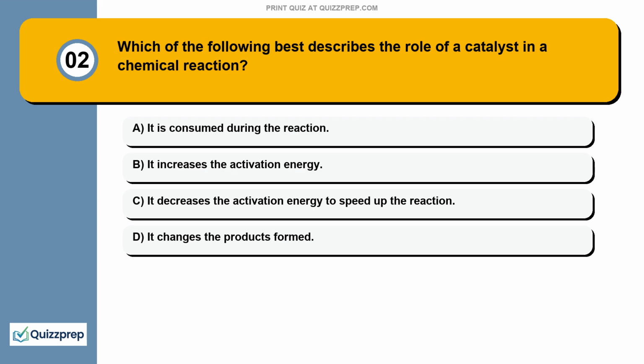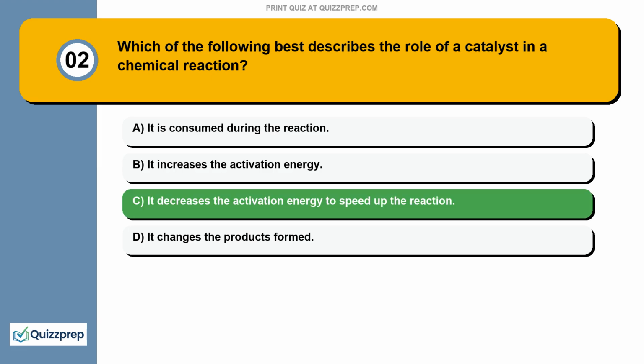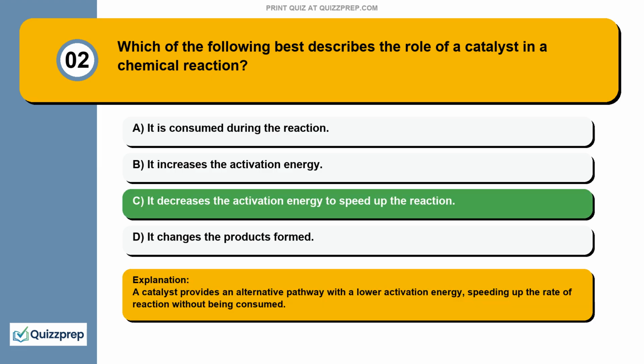Question 2. Which of the following best describes the role of a catalyst in a chemical reaction? It is consumed during the reaction. It increases the activation energy. It decreases the activation energy to speed up the reaction. It changes the products formed. A catalyst provides an alternative pathway with a lower activation energy, speeding up the rate of reaction without being consumed.